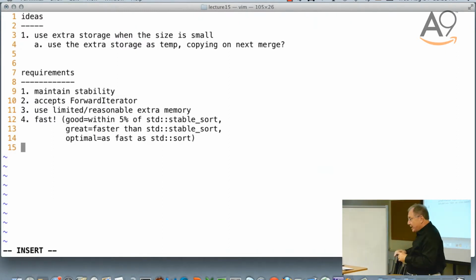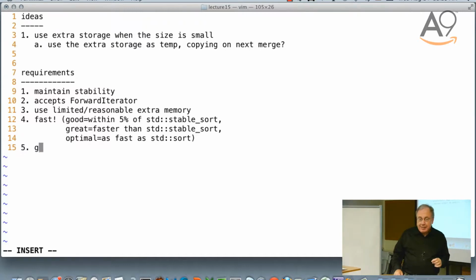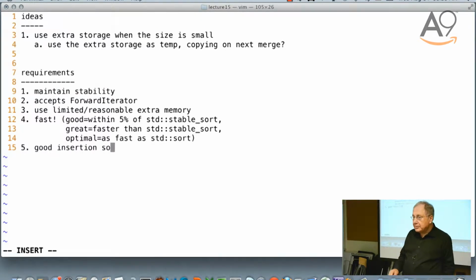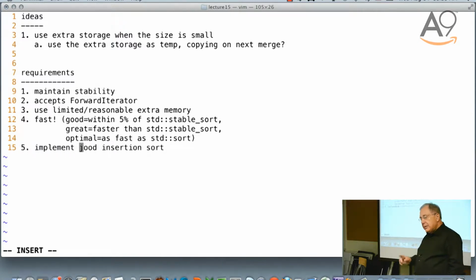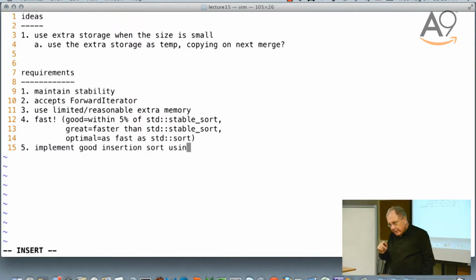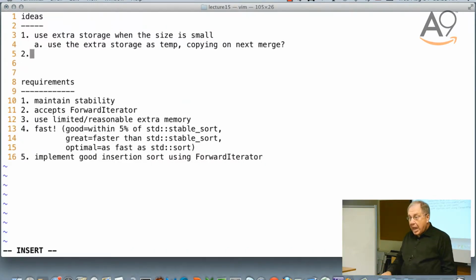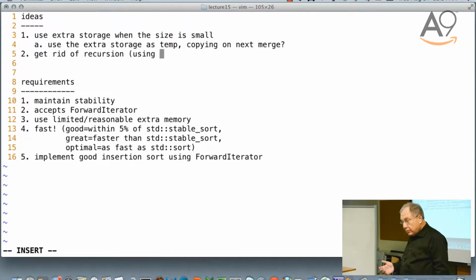So why don't we write? We need to implement a good insertion sort. So we sort these things and we throw them into a binary counter and merge them. Okay, so what Param is suggesting is getting rid of recursion. That's your suggestion. Our sort is recursive, and a binary counter would allow us to get rid of recursion.